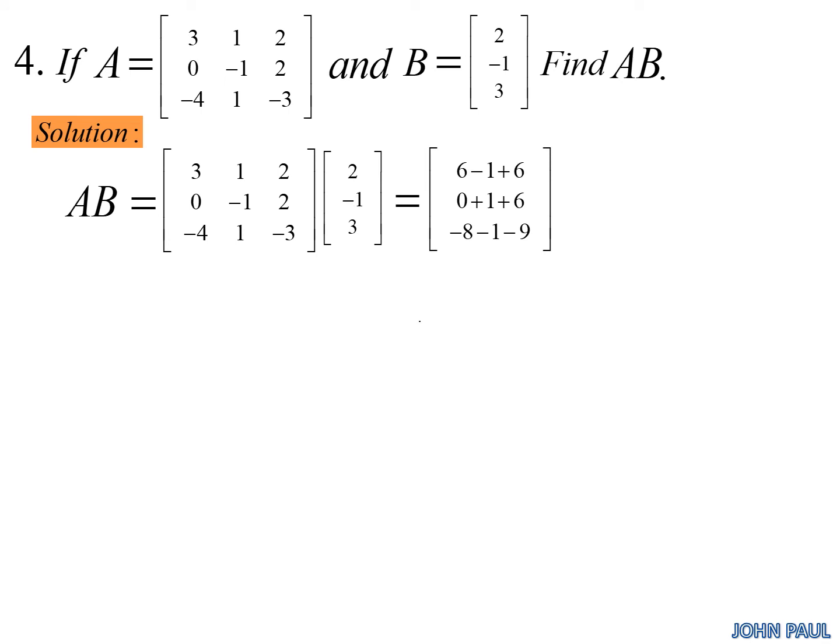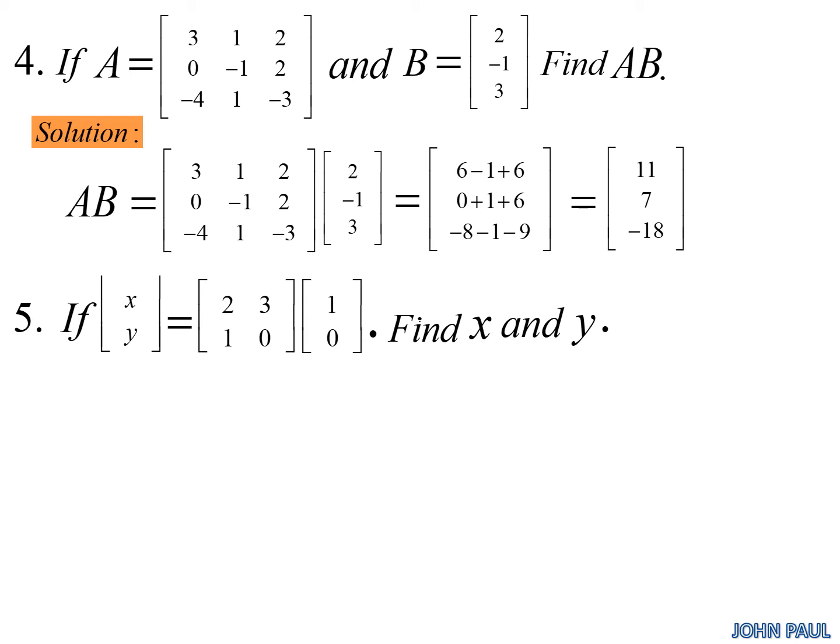Solution. Matrix A and B is there. We multiplied. We got the values. How to multiply? We'll take the first row and multiply with the column. Next, we'll take the second row. Then third row. By multiplication, we got this. Then by simplification, we got AB as 11, 7, minus 18.